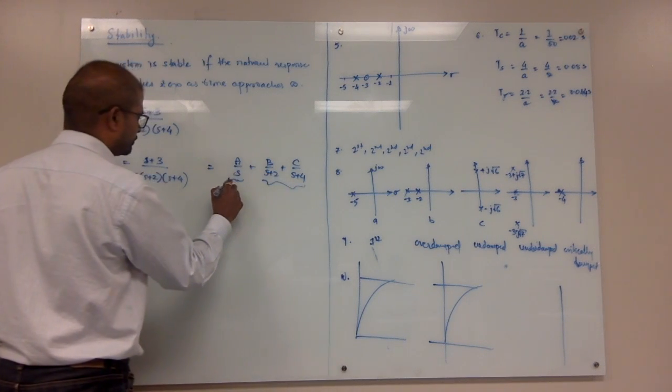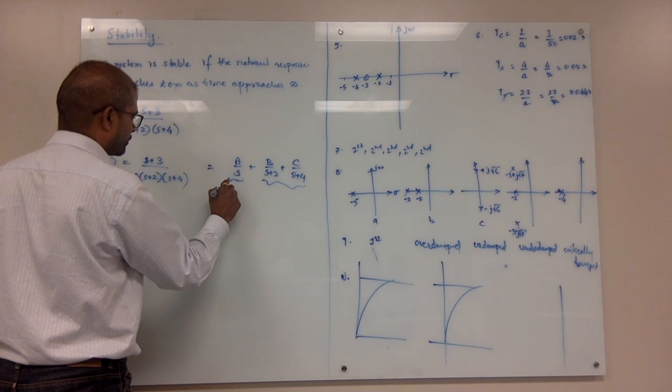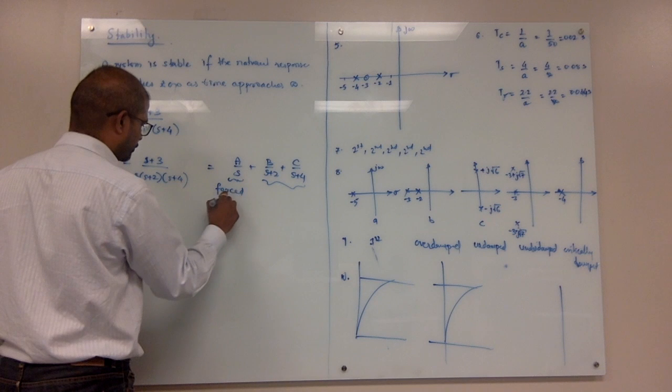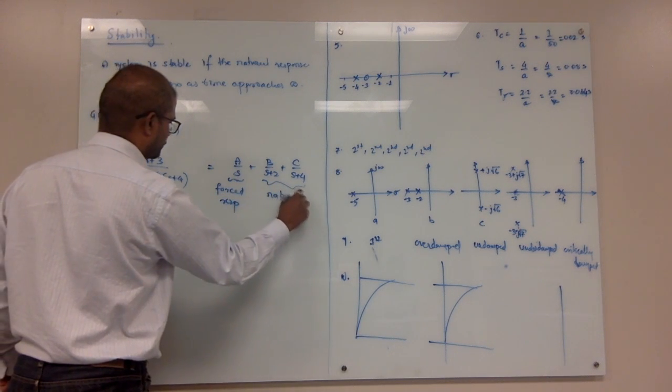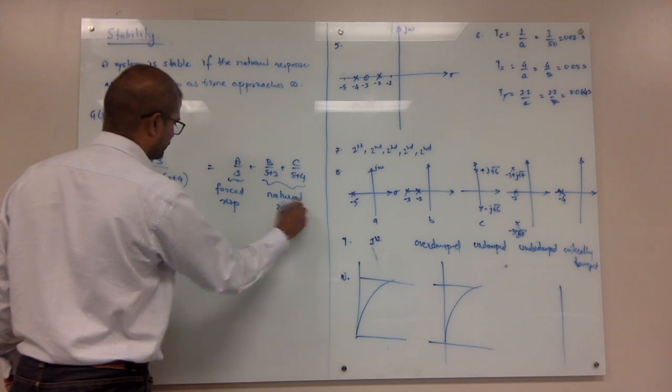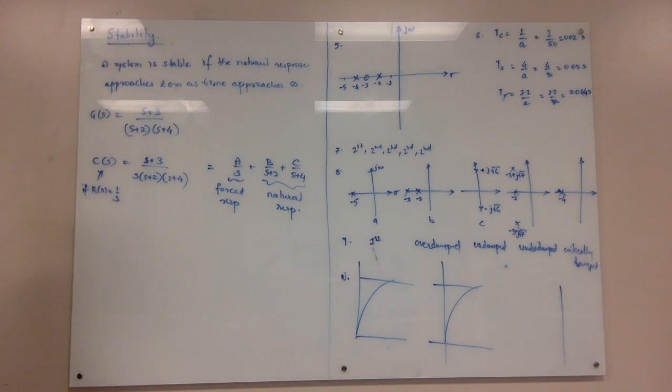Partial fractions. Those are the roots. Those partial fractions are the natural responses. Oh, forced response and natural response. Yes. This is forced response. This is natural response.